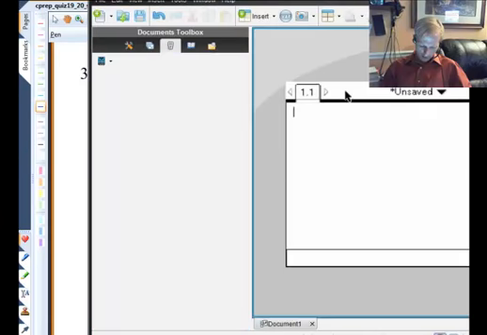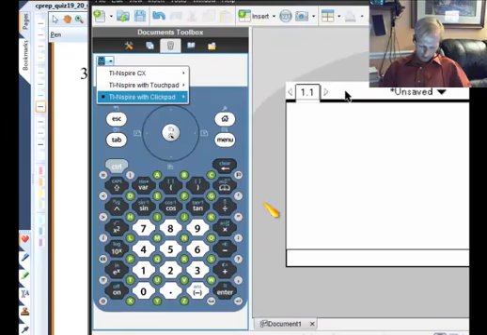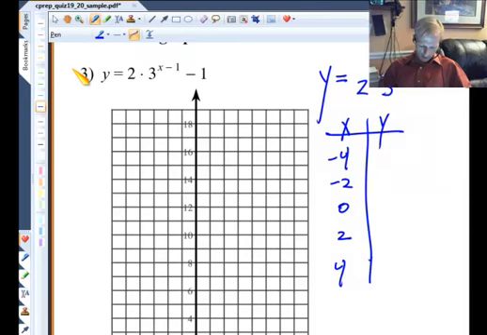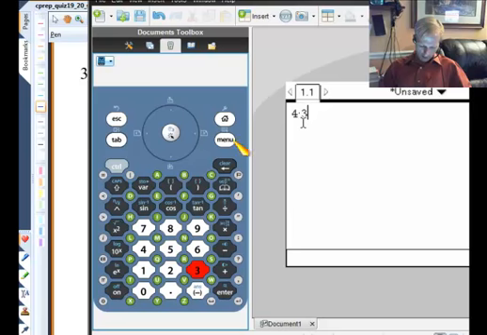Then when I put negative 2 in, I'm going to end up with 2 ninths, which is 0.222. Let me just make sure I did that first one right. Yeah, I did. 0.024. This is 0.22. And when I put 0 in, I'm going to get 2. When I put 2 in, I'm going to get 9 times 2, or 18. And when I put 4 in, I'm going to get 162.